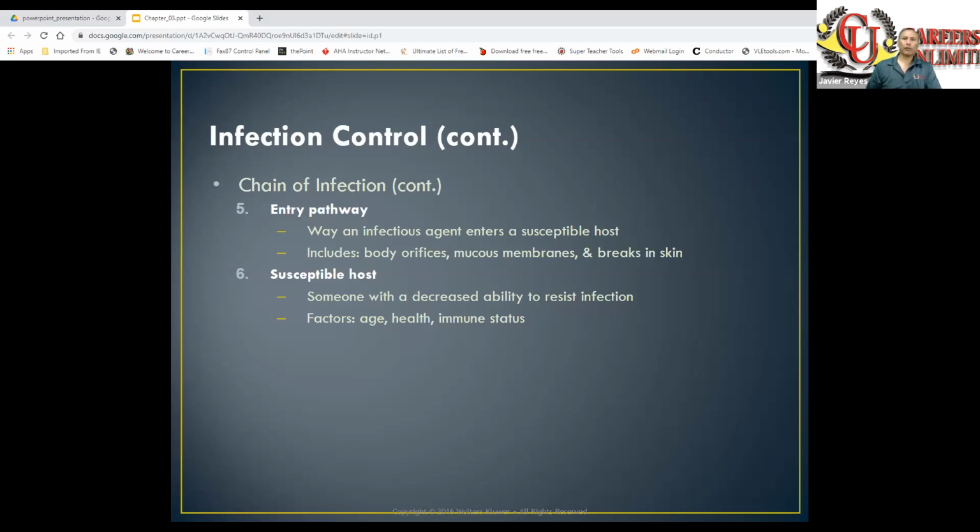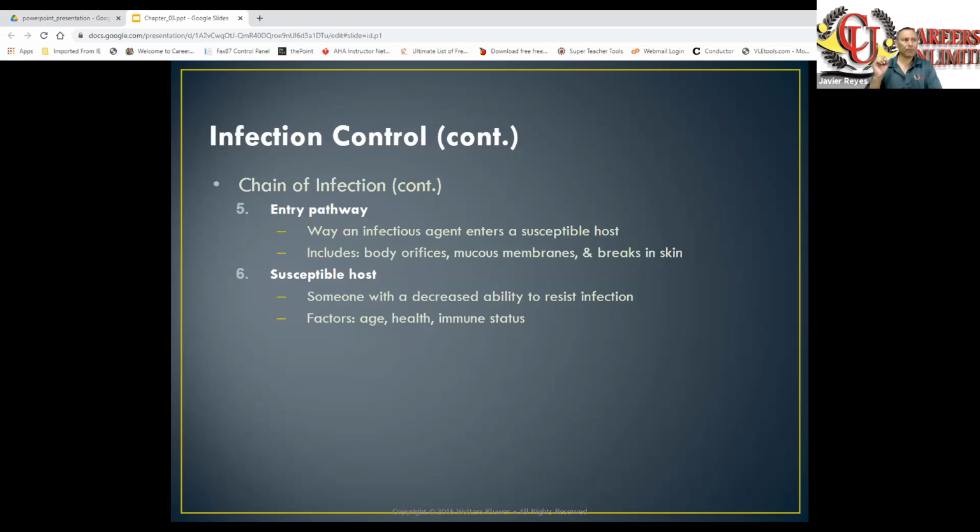So the entry pathway could be any orifice in your body. It could be your eyes, okay. You might get an infection in your eyes, your nose, your mouth. Your genitals are also entry pathways. An open wound could also be considered an open airway. So again, make sure you understand the chain of infection.